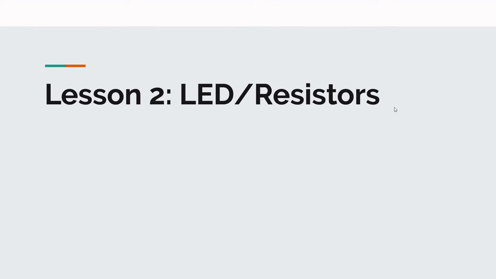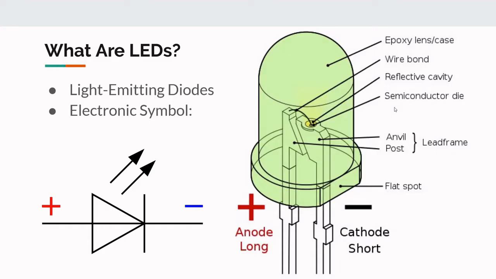Today we'll be talking about LEDs. So first off, what are LEDs? LED is an acronym for light emitting diodes. To the right are the parts of a conventional LED.